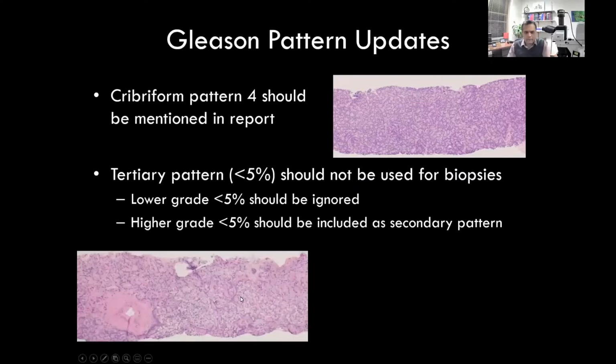So let's take this example. So here you see mostly Gleason pattern 4, either cribriform or fused glands. Maybe focally, you still see discrete well-formed glands. So essentially here, there is some Gleason pattern 3, but it's very minimal, less than 5%. So when you have a lower grade, which is less than 5%, you should ignore it.